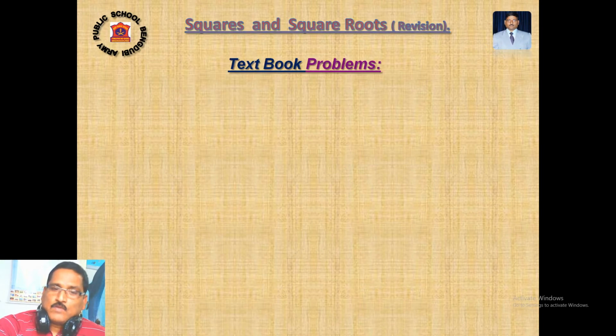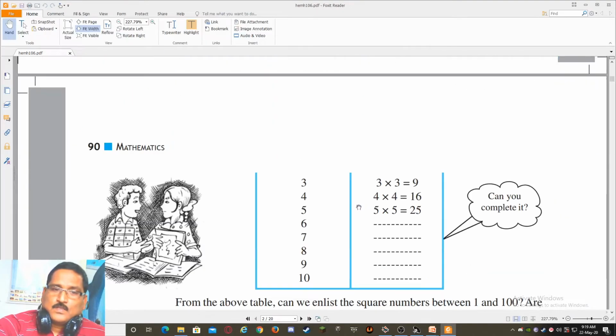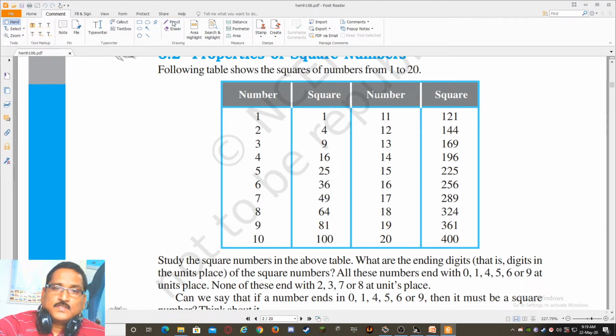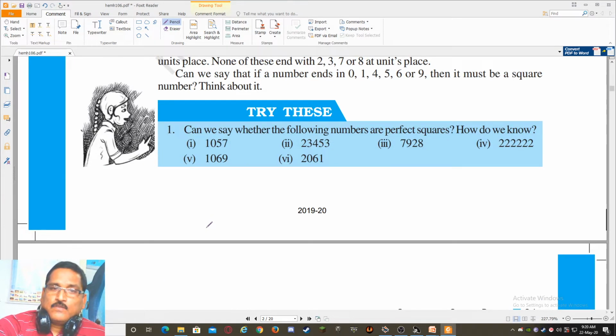Next, I have to explain some questions from our textbook, in the chapter on squares and square roots. Whatever I am putting a tick mark on, you have to remember. The square of 20 is given, but I have shown you 30. You have to remember the table of squares from 1 to 30. Clear? Now, can you say whether the following numbers are perfect squares? How do we know? That is the rule, the properties I have given from the chart.